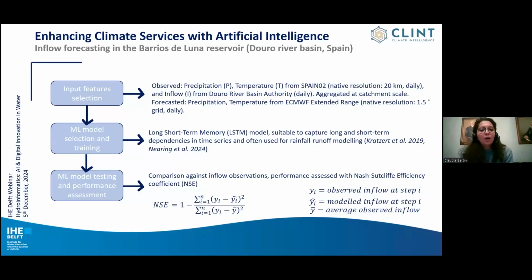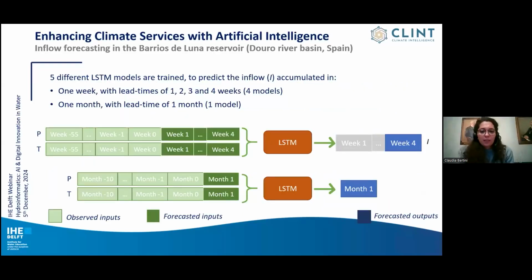We use these inputs, we develop our model, then we obtain our results, and we assess the performance by comparing our results with the observations, but also with the climatology, and we computed the NSE metric. In terms of the machine learning model, the LSTM, we actually developed 5 different models, each one targeting a different lead time. So 4 models are targeting the accumulated inflow in 1 week.